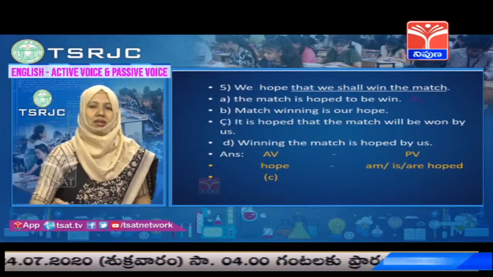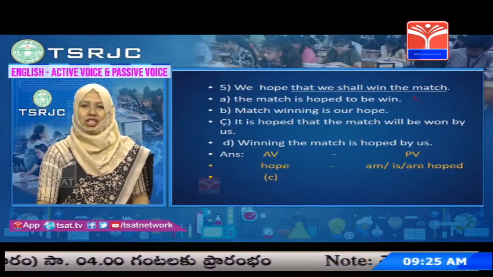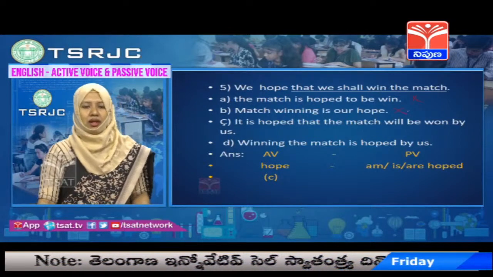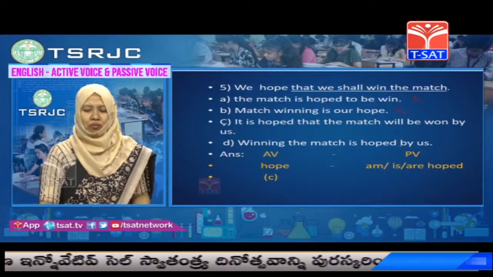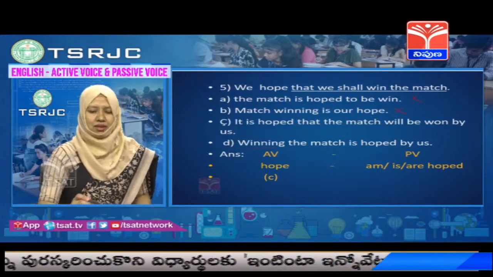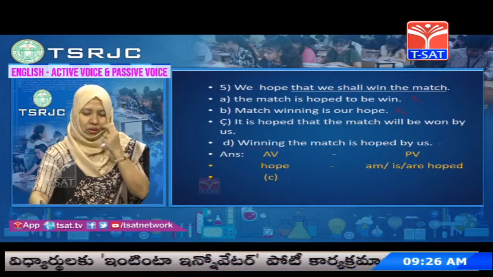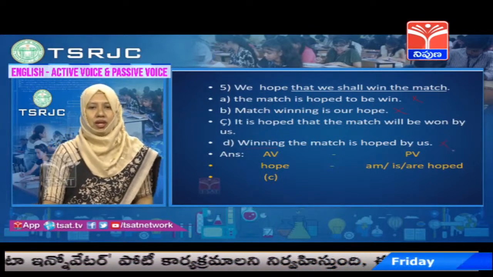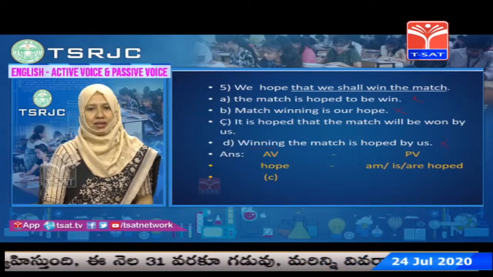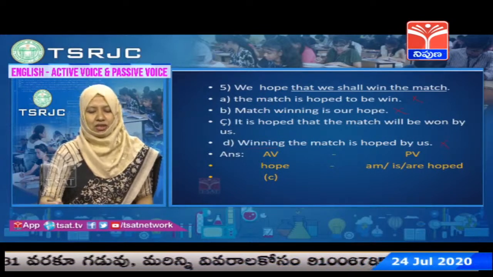This cannot be a correct sentence, so this is eliminated. "Match winning is our hope" also cannot be correct. "Winning the match is hoped by us": we cannot start the sentence with the -ing form because here the subject is there, "we hope." So the correct option will be "it is hoped that the match will be won by us." We shall win the match, that is there.